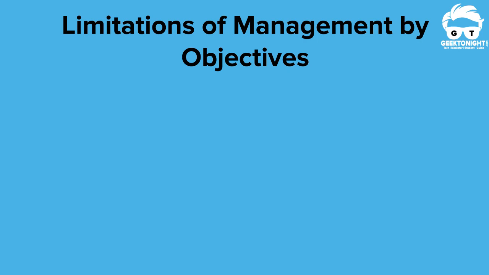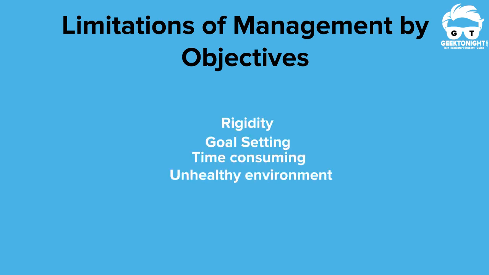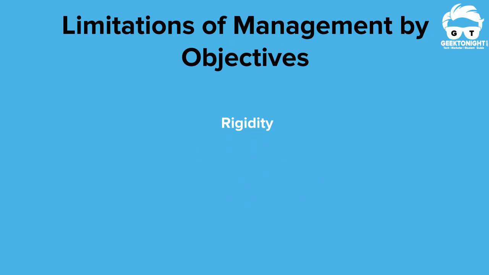After the advantages of management by objectives, we go to the limitations of management by objectives. The limitations are rigidity, goal setting, time consuming, unhealthy environment, participation problem, and managerial skill. Firstly, rigidity. The problem is that it sometimes fails to incorporate prevailing trends and the current scenario of the organization.